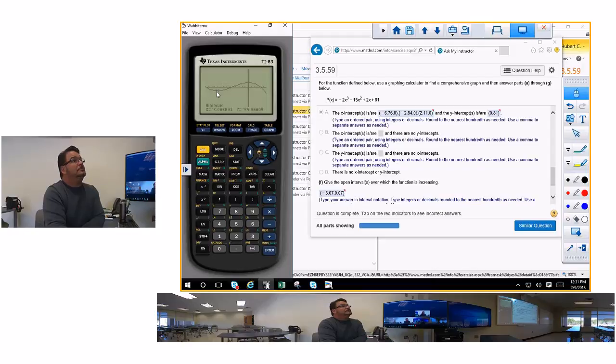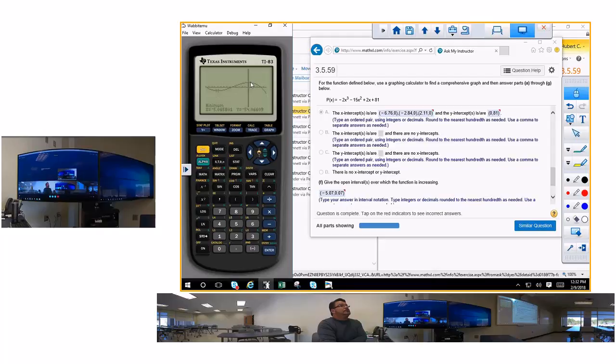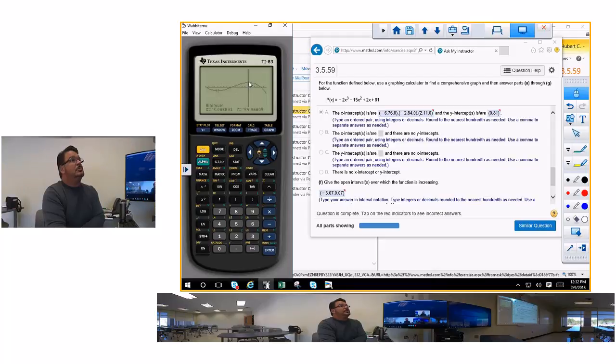Now that's that. Now from negative infinity to that x, it's decreasing. So decreasing values are from negative infinity to negative 5.06. Increasing from negative 5.06 or 5.07 to this vertex right here, which we're going to find next. And then decreasing from this vertex to positive infinity. So now I'm going to find that one.